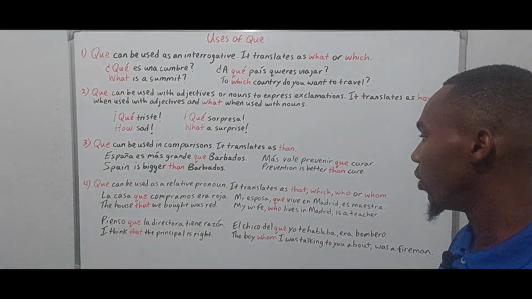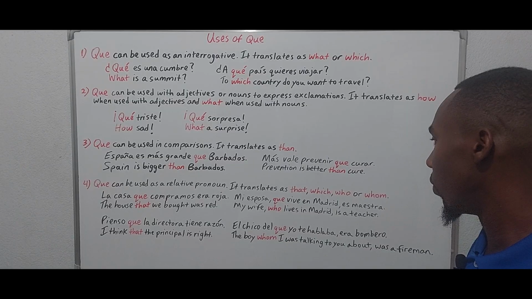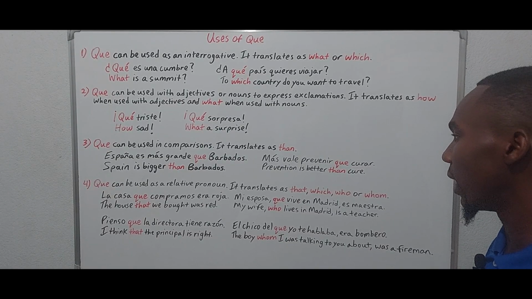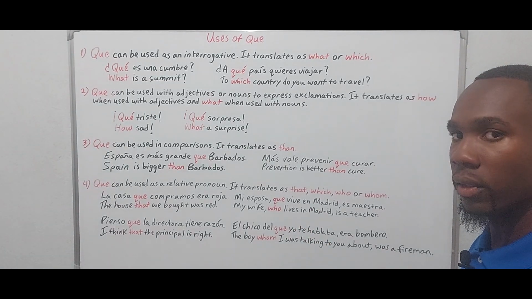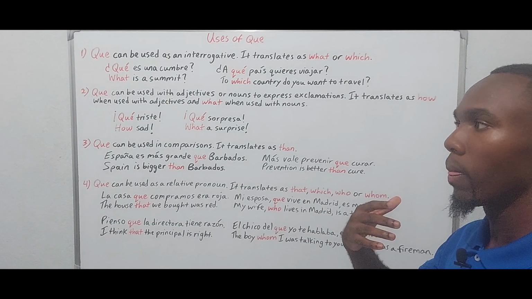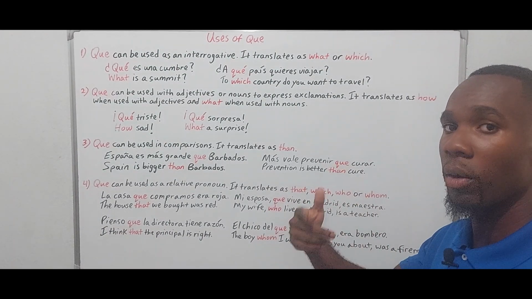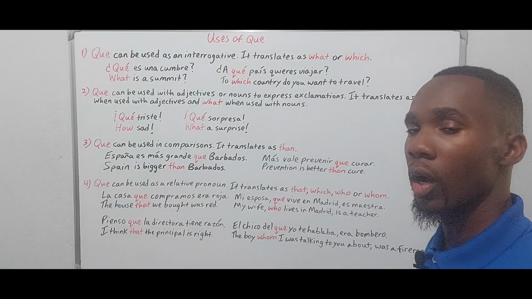And finally, el chico del que yo te hablaba era bombero. The boy whom I was talking to you about was a fireman. Okay, so this is where it can translate as whom when we have an object. Because I use hablar de, which is to talk about. So in that case, it will be whom, because it's the object, right?